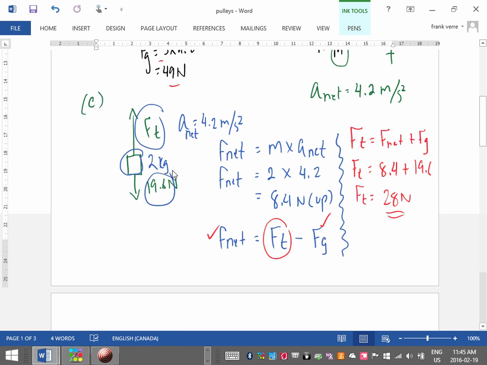Yes? We did. Because look, if you look at the net force, the net force is defined as the sum of the forces. So it would have been Ft plus Fg, but we know Fg is negative, so it ends up becoming Ft minus Fg. Okay? Alright, very simple question with a pulley.